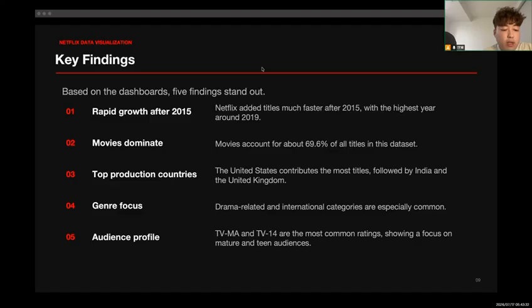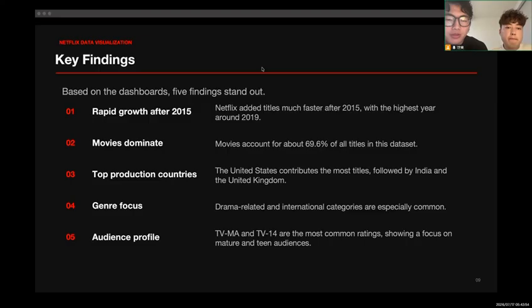Using a story allowed the audience to understand the analysis step by step instead of looking at the individual charts separately. Okay, let's move to the next one. Based on my analysis, I found several important findings.